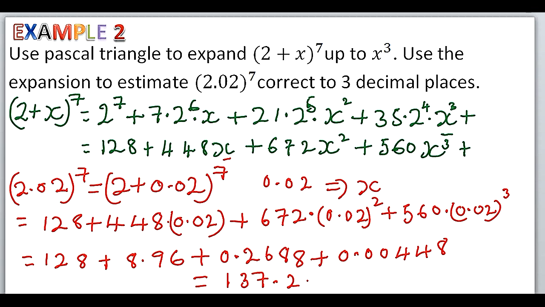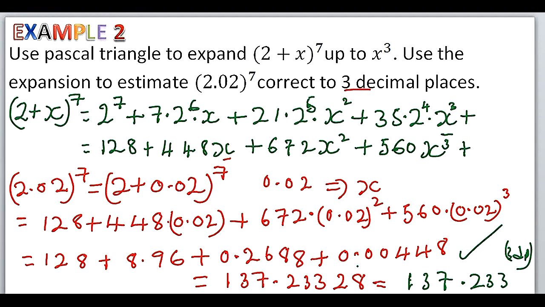23, then 28, but remember we are told to 3 decimal places, so we count 1 2 3, the next number is less than 5, so our final is 137.233 to 3 decimal places. So that is how we work out that problem.